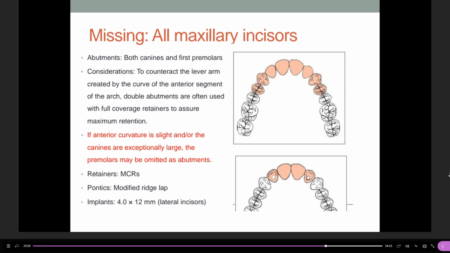Just let's look at a complex case when four upper anteriors are missing. You can give a canine to canine FPD, but generally canines may not be sufficient, so you'll have to involve the first premolar also. So it will be an 8-unit prosthesis, which is a very long span. Ideally, you can place two implants on the lateral incisor and make a 4-unit fixed prosthesis.